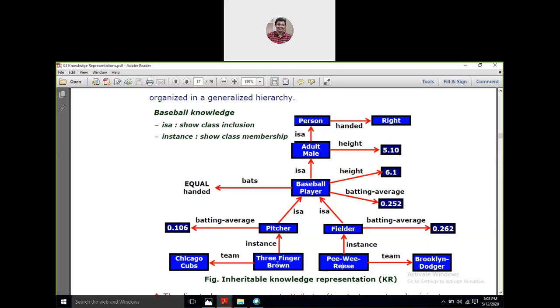That means Three Finger Brown. What is he? He's an object class. This object class holds an instance, that means a particular instance, as a type of player called a pitcher in the baseball game series. Likewise, PVVs holds a class of player, that means an instance class as fielder, right? But Three Finger Brown, Brown and Reese, both of them are what? Both of them hold an instance of a class of player.